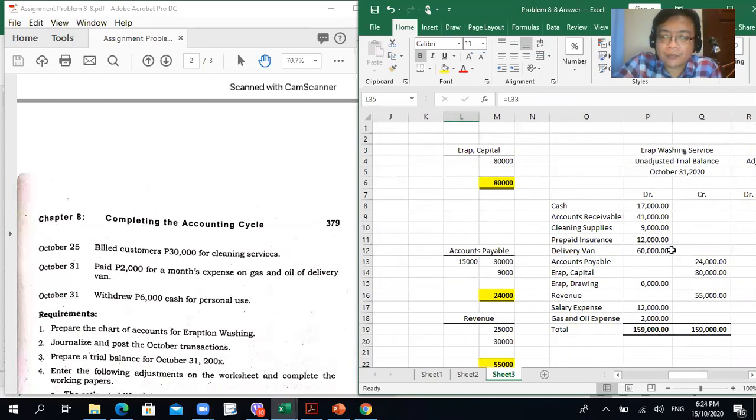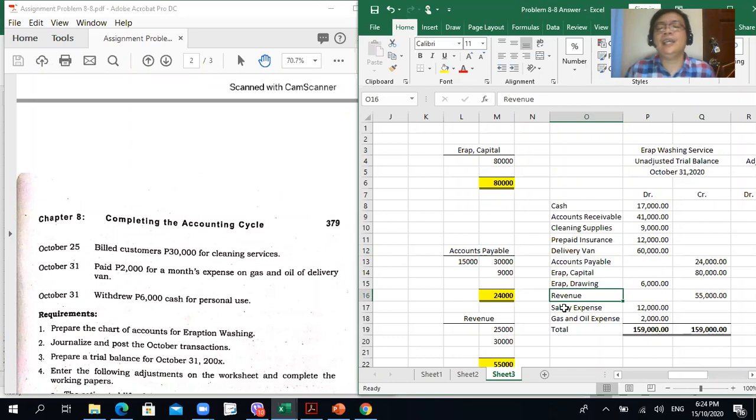Okay? Yan. So, 17, 41. So, lahat yun ay balance dito, no? And then, in terms of the trial balance, unadjusted, ano yung pagkakasunod-sunod pala? I think I discussed it last Tuesday. Ano yung una? Assets muna, di ba? Yes. Cash until delivery van is your asset. Followed by liability. Accounts payable is part of your liability. Next is capital. Next is drawing, revenue, and expense.